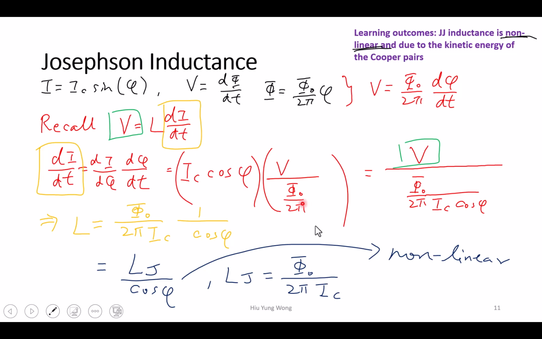So it's good to know how to derive it, but after all, I want you to accept that its inductance is Lj divided by cosine phi. This is what you are going to use in the circuit analysis later. Okay, if this was an even lower level class, I may just give you L equal to Lj divided by cosine phi, right? You just take it for granted.